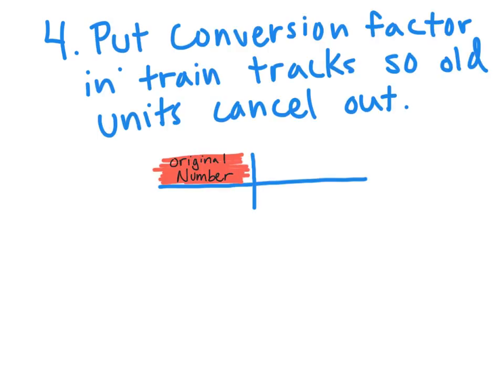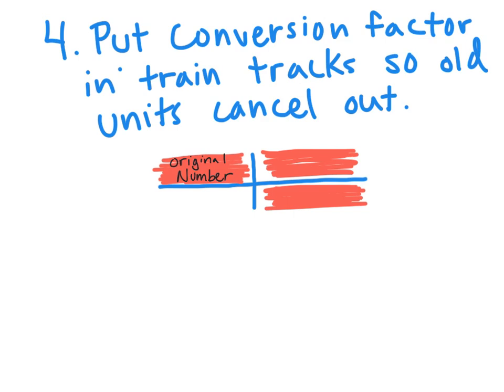So I copied in the train tracks from the previous problem, or from the previous number here. And so if the original number was going over here on the left, then the conversion factor actually goes in this section, and it goes here. Okay, so that's where the conversion factor goes.